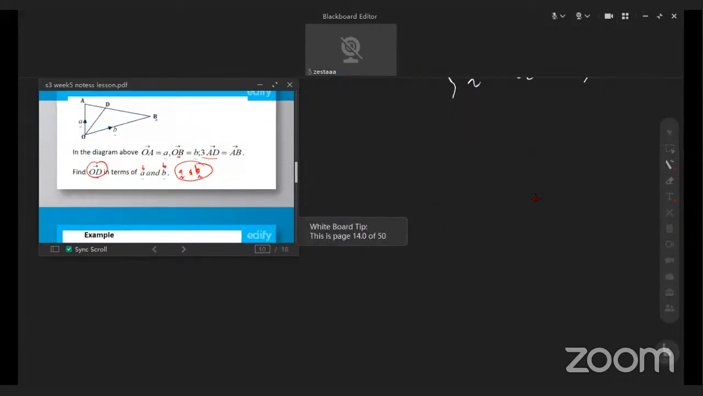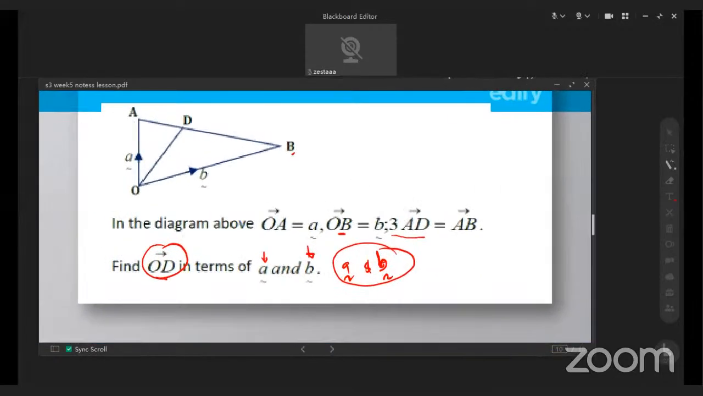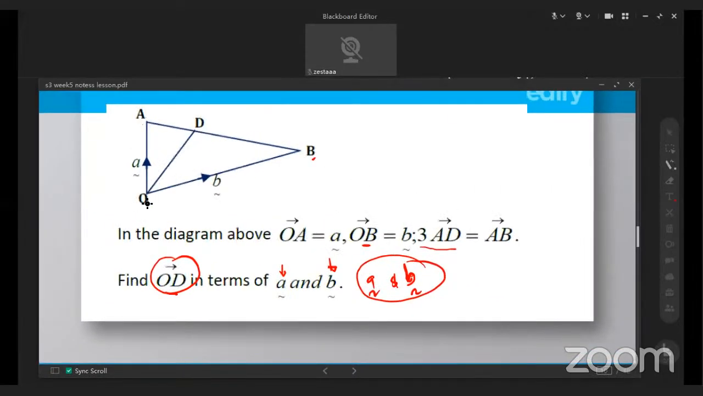Okay, so if we are to get our OD, when you look at your triangle there, how would you get to OD? Someone to show us, like if we need to move from here up to here, how would you get there following this? Someone to give us that. Yes, Lona.